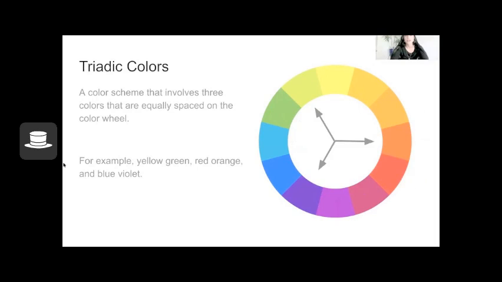Okay, and then we have triadic colors. That's color schemes that involve 3 colors that are equally spaced on the color wheel. So this one gets a little bit more complex, but leads to really interesting compositions as well. For example, you have yellow-green, red-orange, and blue-violet. You can also do yellow, blue-green, and red-orange. As long as it's equally spaced and involving 3. Triadic is kind of suggesting 3, so that's an easy way to remember that.